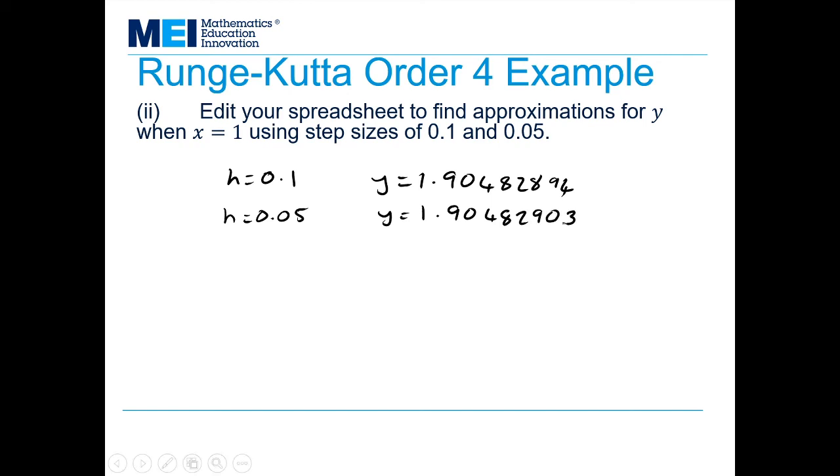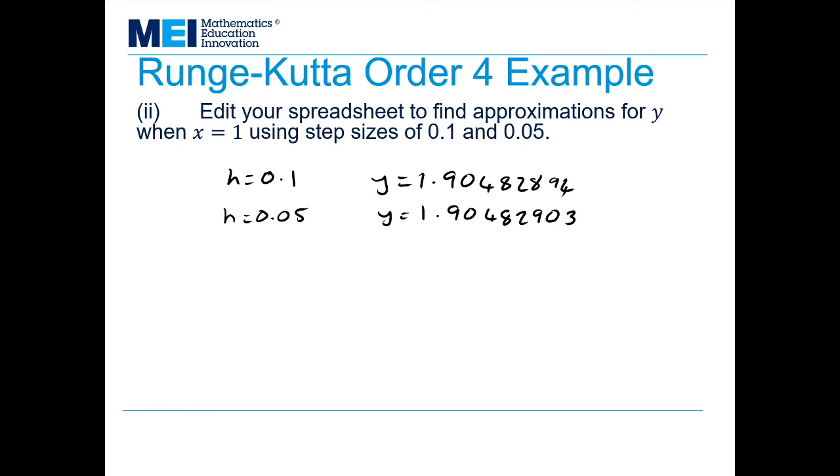Now, we looked at this example before. This was the example that we used the modified Euler method on. And even going down to a step size of 0.05 on that, we were only getting agreement to 3 decimal places or so. Whereas here, we're into the 6th decimal place before we're getting a change. So you can see that this method is converging on the correct solution very, very quickly.